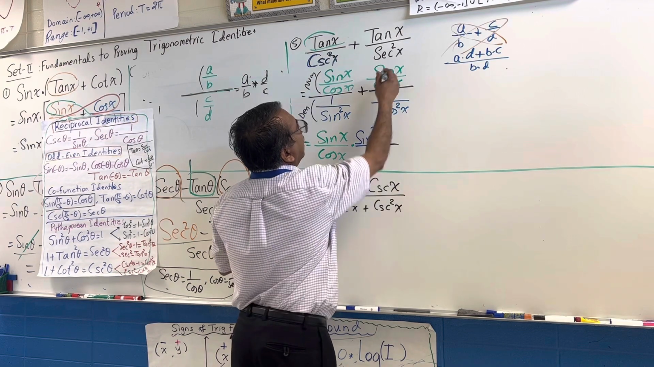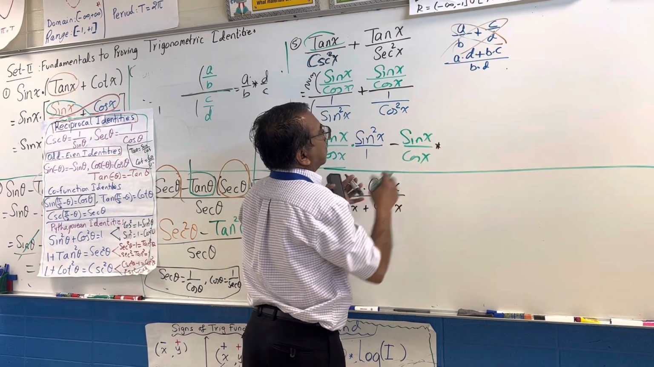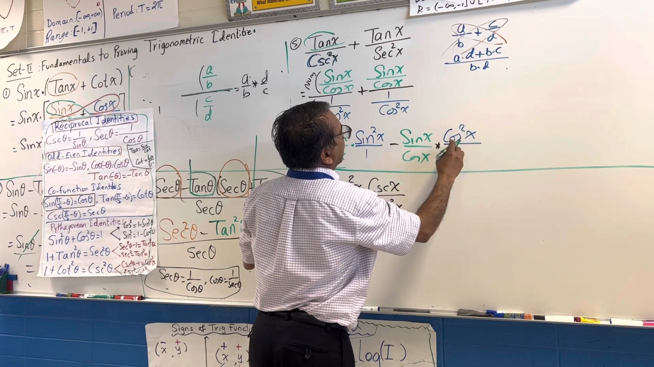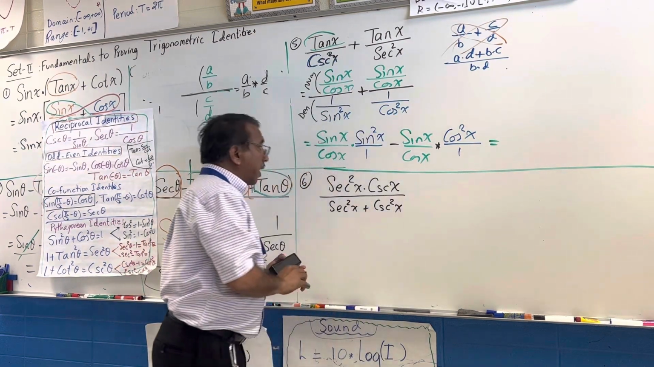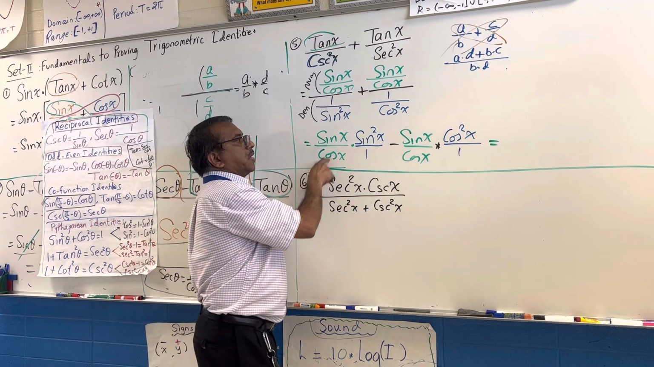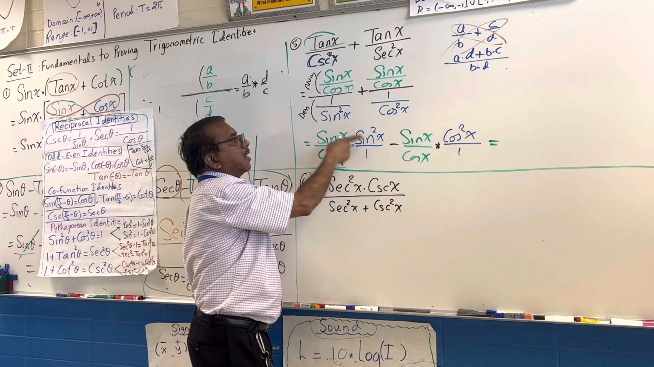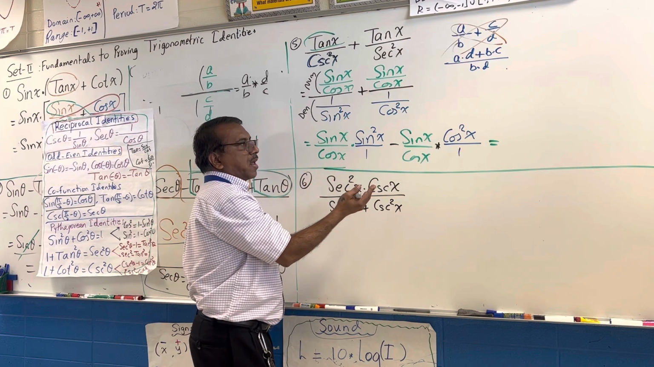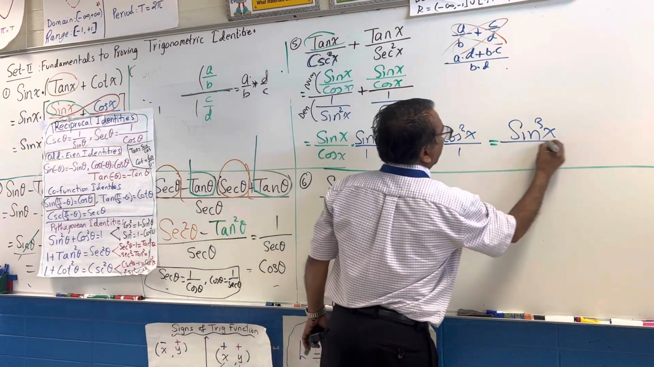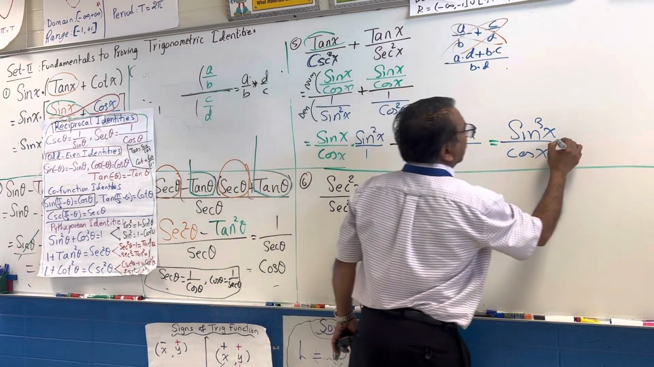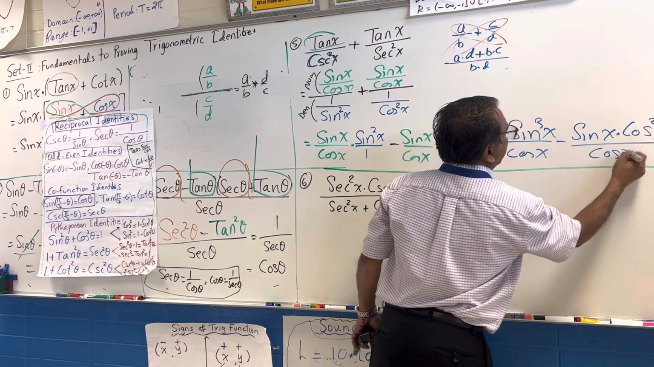Minus, again this sine x stays the same, and flip this to cosine square over 1. Now, is there anything else we can do? There is a cosine here, but there's no cosine up here, so we can't do anything there. But there are two sines here, sine x and another sine x, so there are three sine x multiplied together. I'm going to write that as sine cube of x divided by cosine of x, and this will be minus sine of x cosine square of x divided by cosine of x.